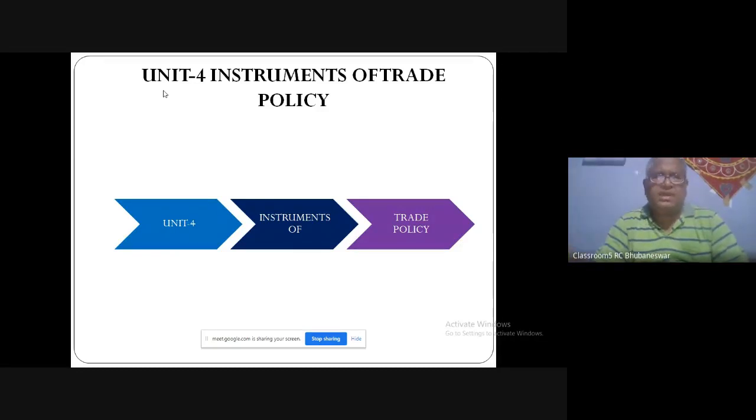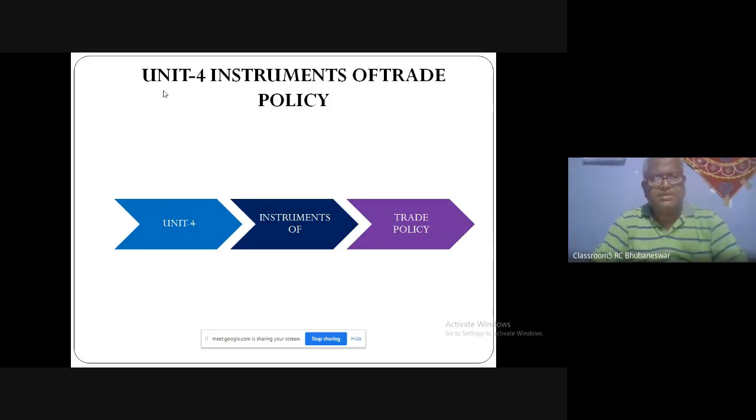In your book, the balance of payment is described in a detailed way, but due to the shortage of time, I am only briefing the concept of balance of payment. My dear students, this is the fourth unit and the last topic of IBO-1. The topic is called instruments of trade policy.